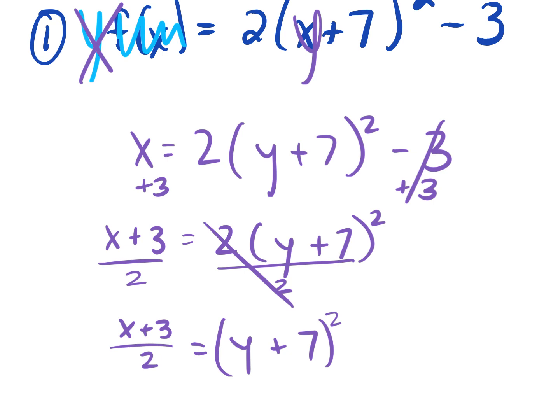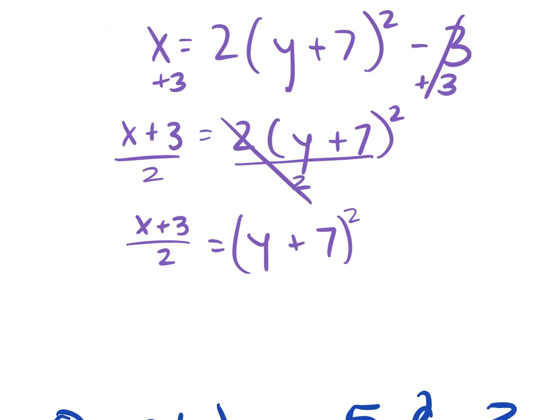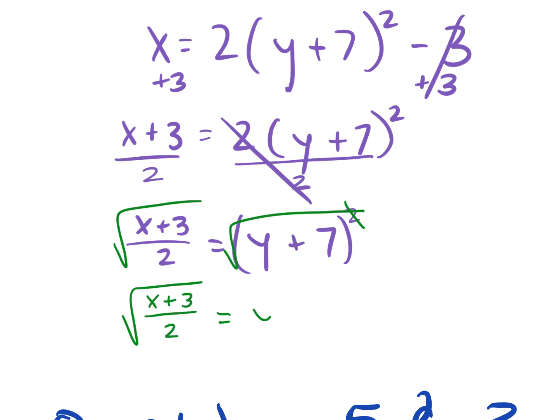What do we do next? Square root both sides. So to get rid of the squared, we want to take the square root. So the square root of (x + 3) over 2 is equal to y + 7. And then what would we do next? Subtract 7.